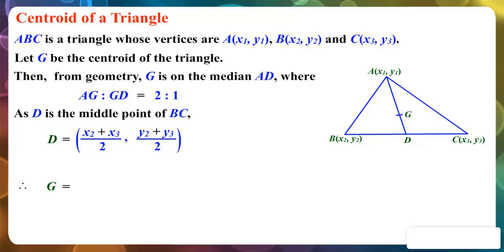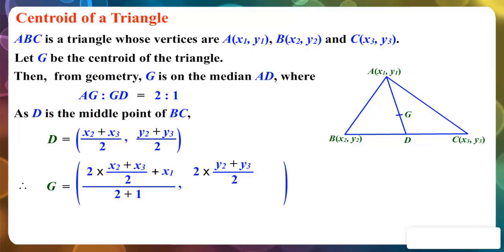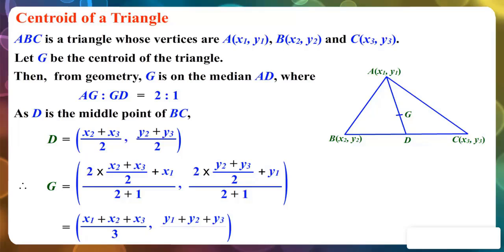Therefore, G is equal to (2 times (x2 plus x3) divided by 2 plus x1, divided by 2 plus 1), (2 times (y2 plus y3) divided by 2 plus y1, divided by 2 plus 1). On simplification, we will have G equal to (x1 plus x2 plus x3 divided by 3, y1 plus y2 plus y3 divided by 3).